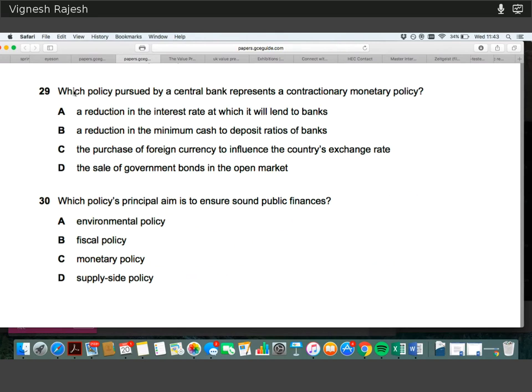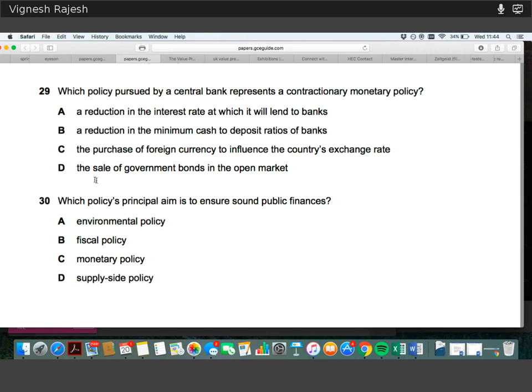29, which policy pursued by the central bank represents contractionary monetary policy? It's definitely not a reduction in interest rates. It's definitely not a reduction in the minimum cash deposit ratio of banks, because if that ratio falls, banks can lend more of their deposits out in loans, and that can stimulate the economy. That's an expansionary policy.